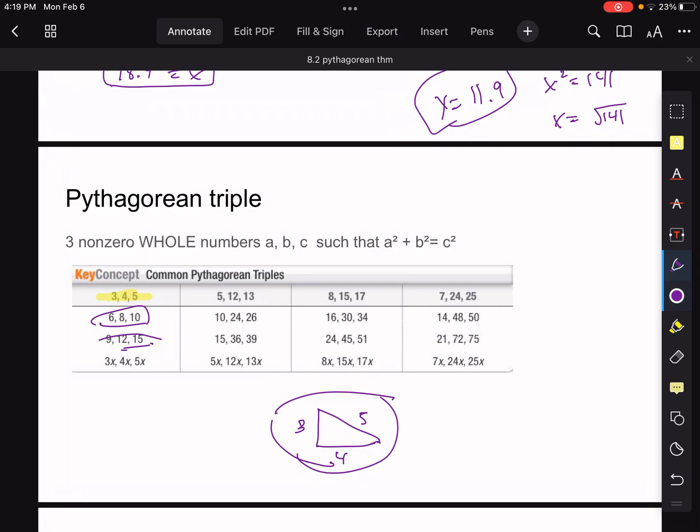So these are common triples. I have the 3, 4, 5 memorized. That's the most popular one. But there's also the 5, 12, 13, any multiple of that, the 8, 15, 17, and the 7, 24, 25. Again, most students do not memorize those.